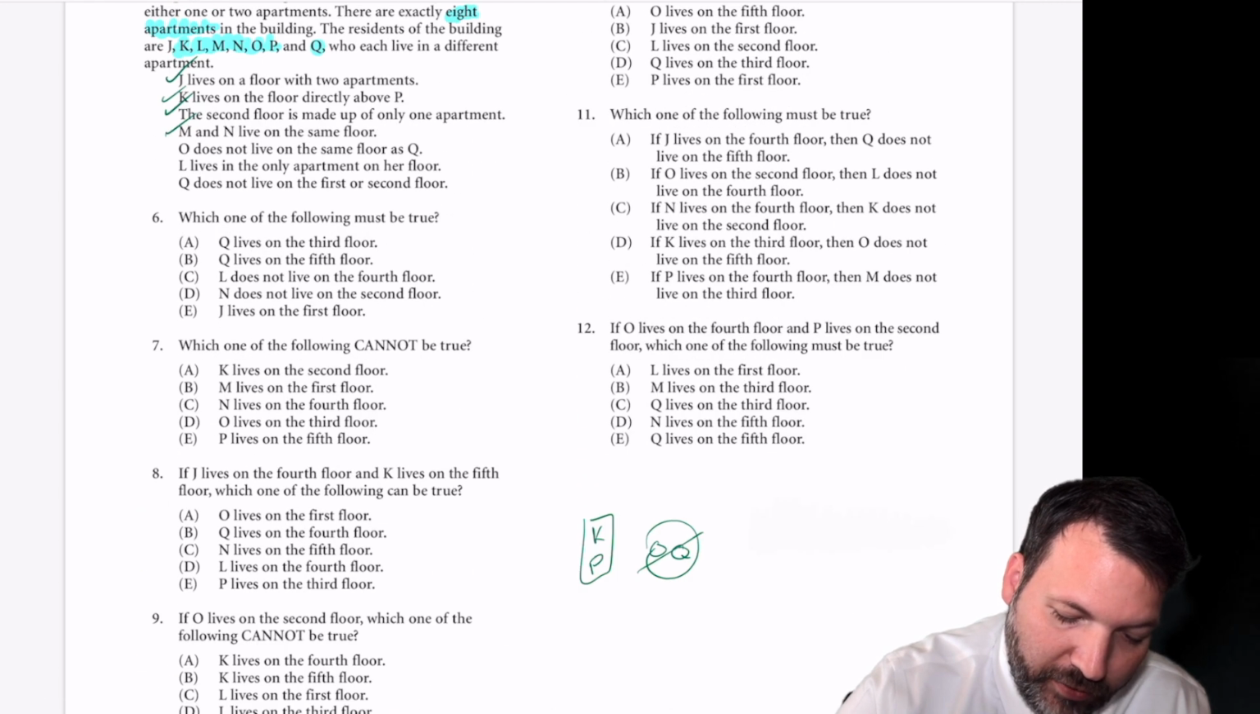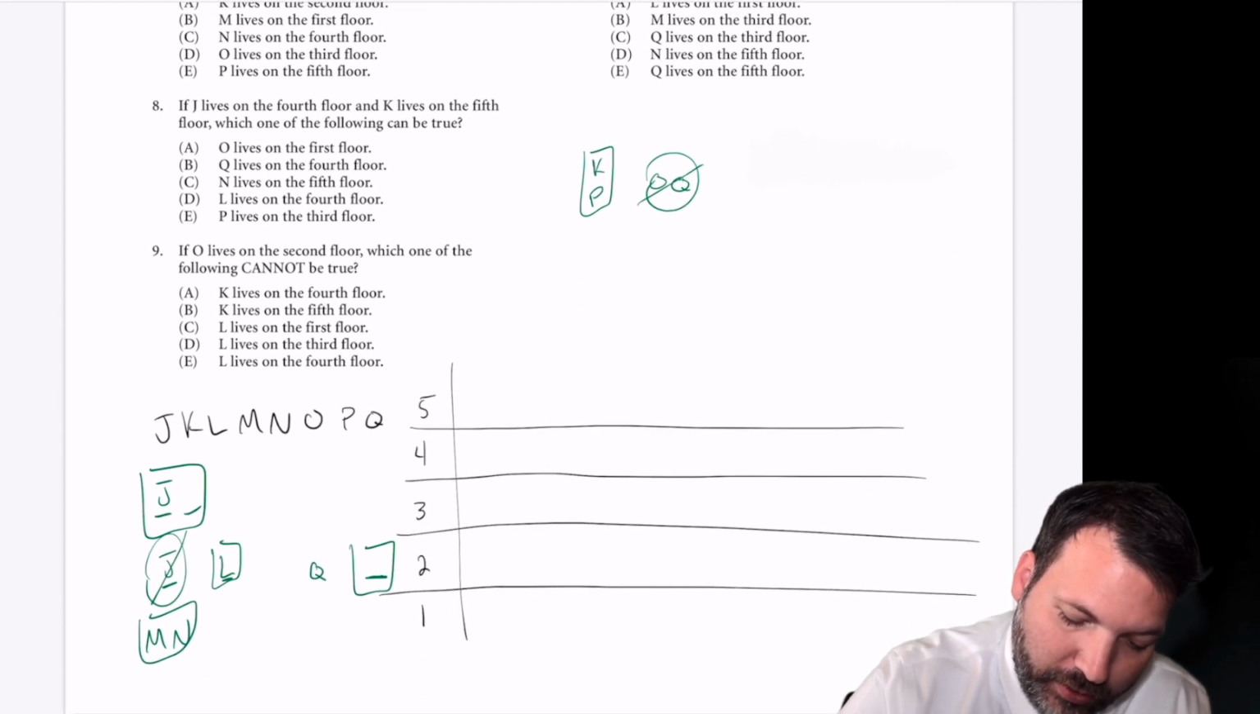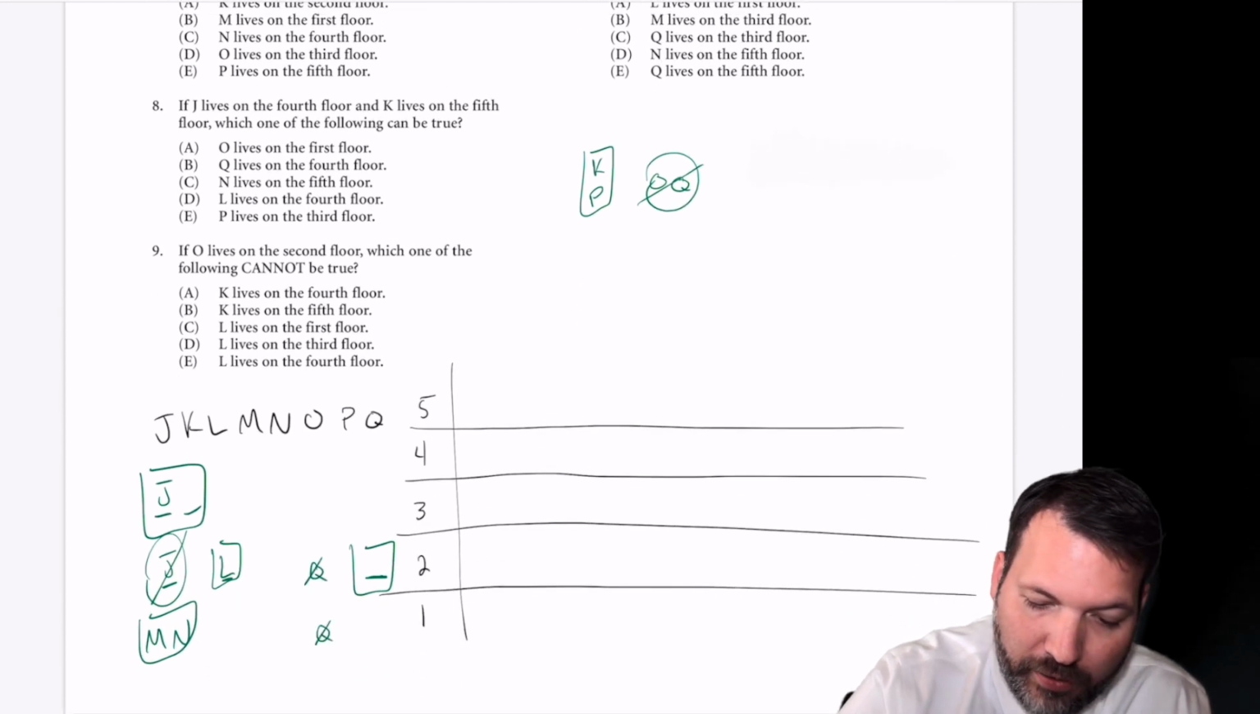Q does not live on the first or second floor. Best kind of clue. We just put that right on the diagram, right? Q is not first or second.